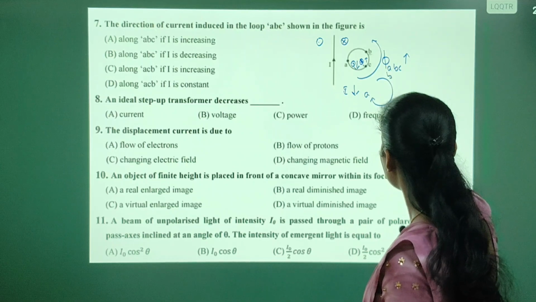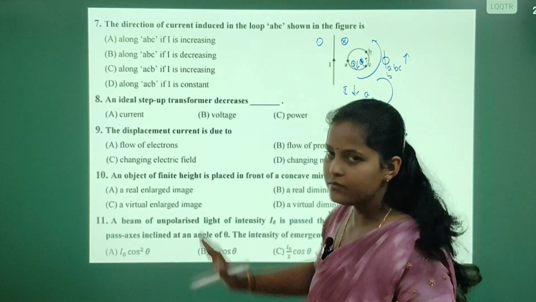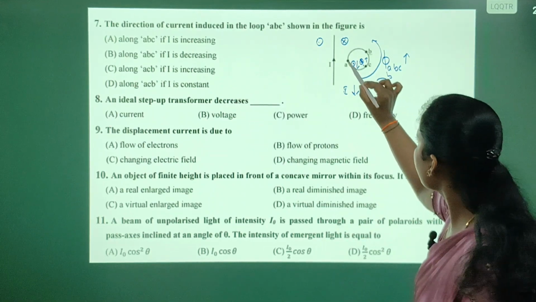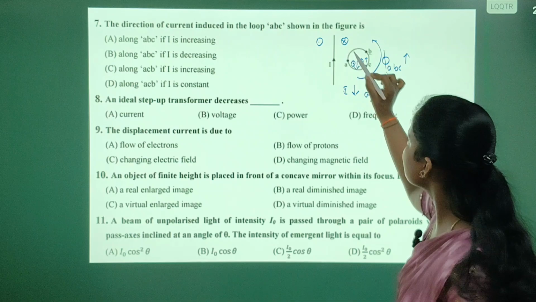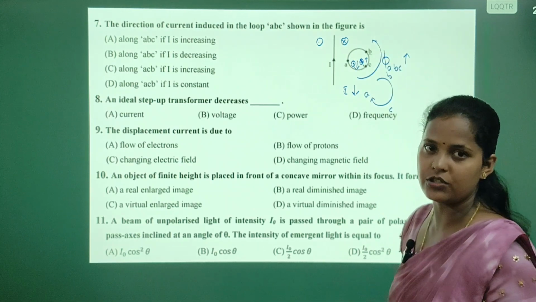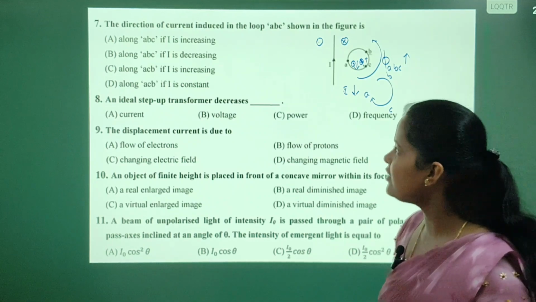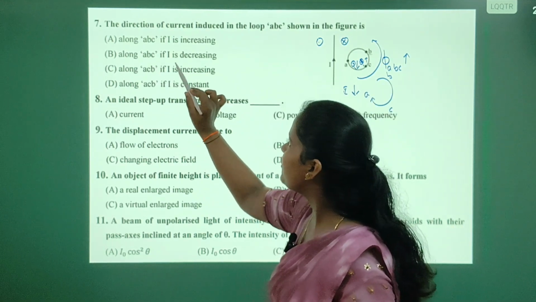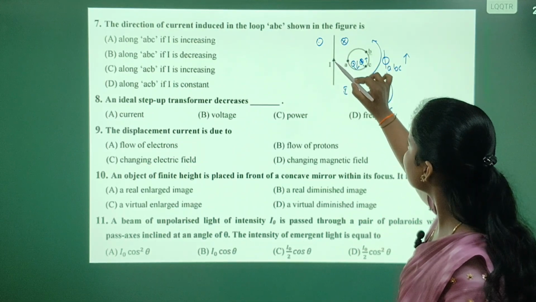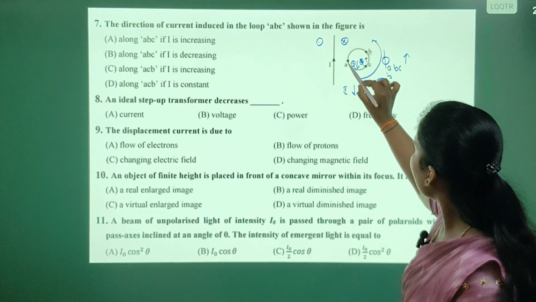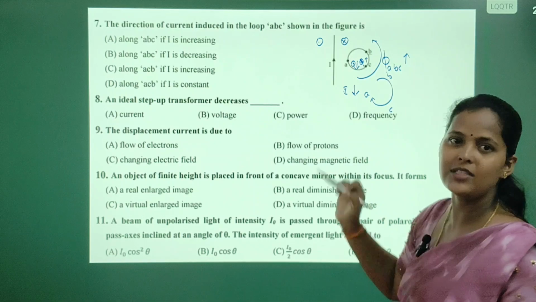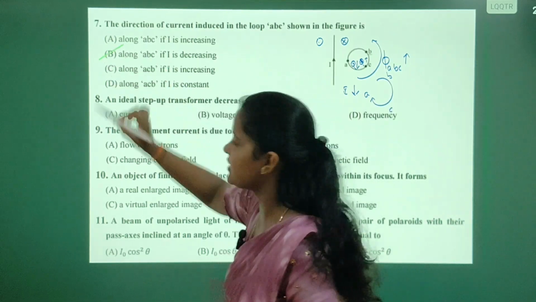A, B, C. Okay, let's see the options here. Along A, B, C, if I increases, the induced current along A, B, C is wrong, because actually it is anti-clockwise direction. So the first option is wrong. Next is the second option. Along A, B, C, if I is decreasing, I decreases means clockwise direction. So option B is the correct answer.